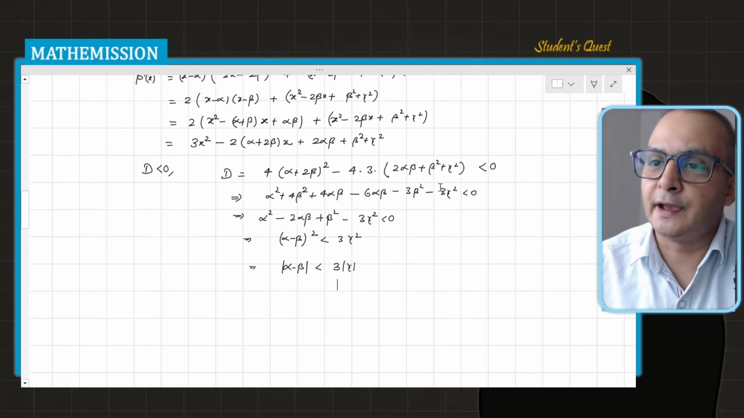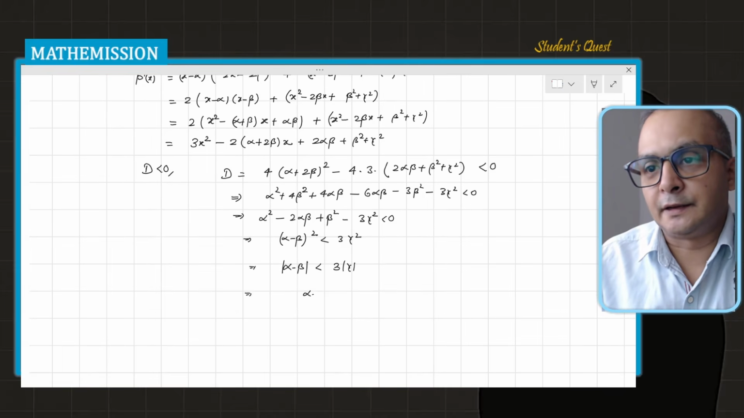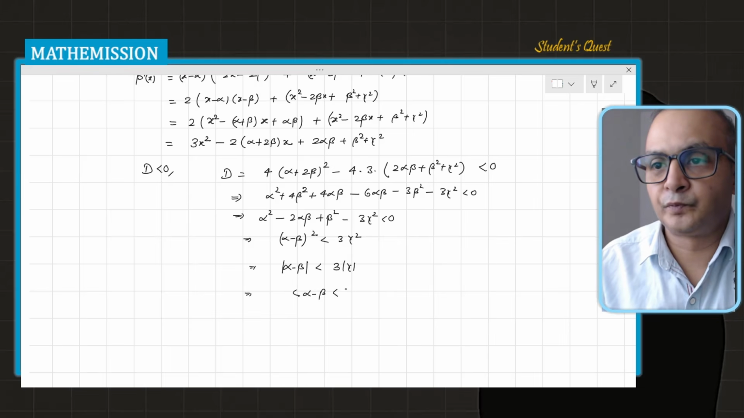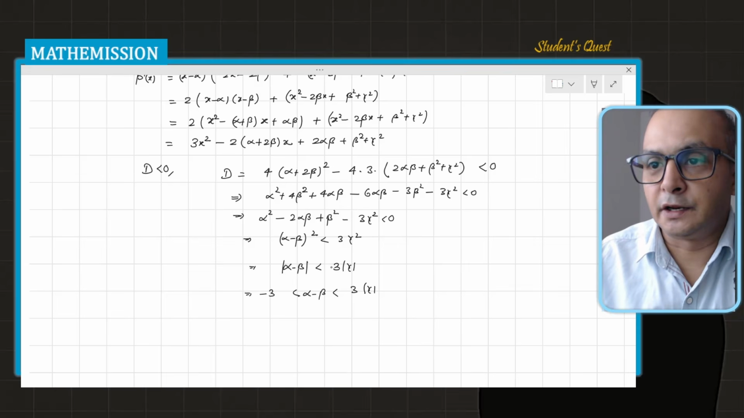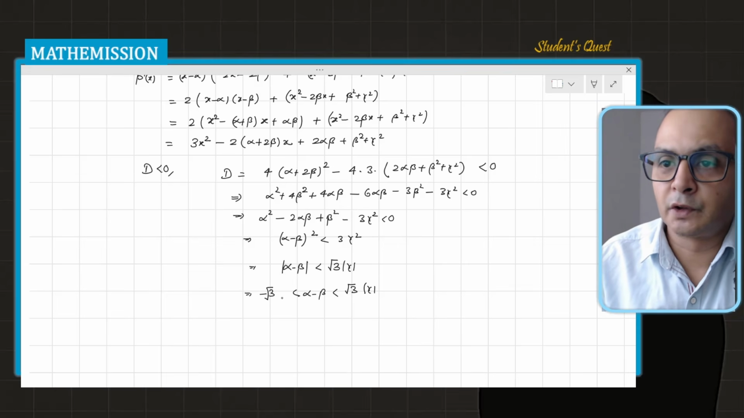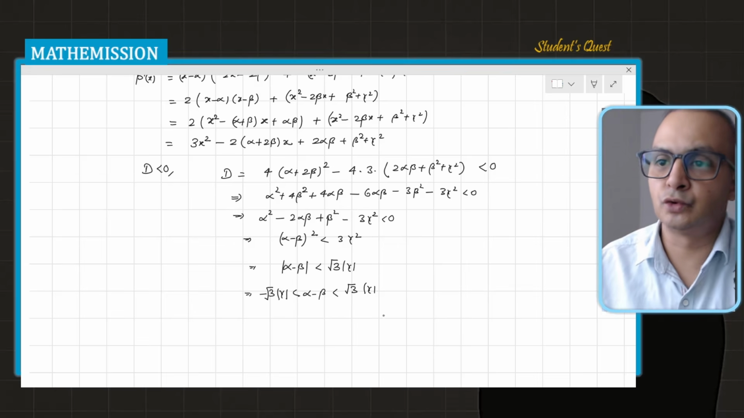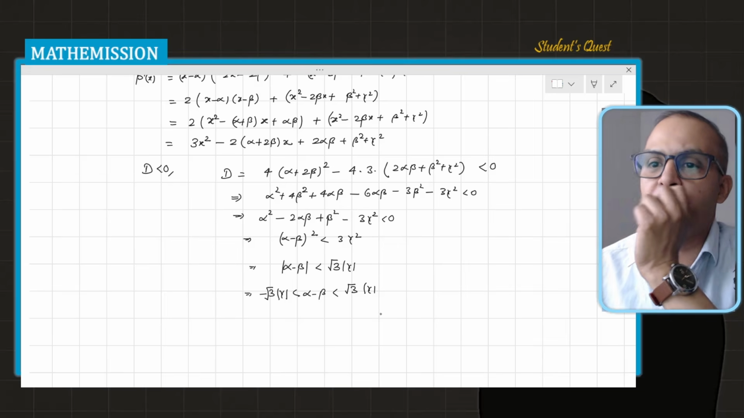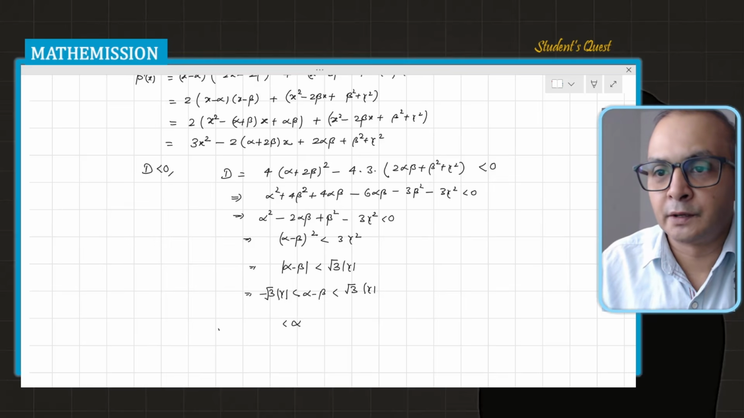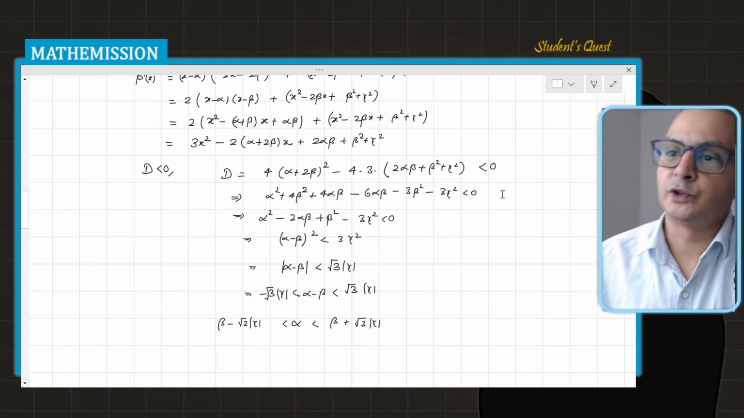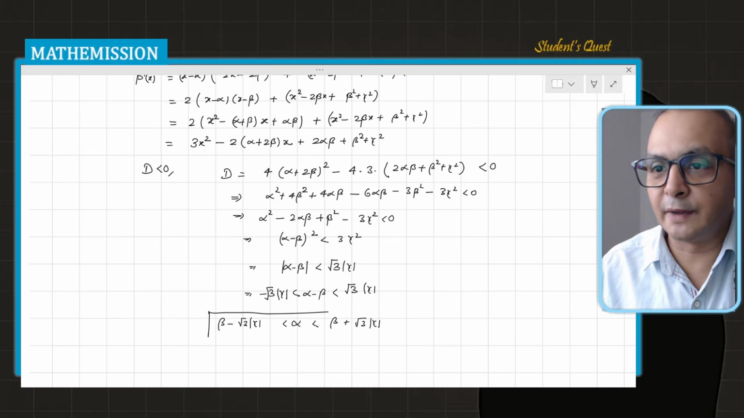Yes, so now I can write that alpha minus beta lies between minus root 3 mod gamma and root 3 mod gamma. So I can write alpha lies between beta minus root 3 mod gamma and beta plus root 3 mod gamma. I'm trying to visualize at the same time. Yes, so this is the condition we got for the imaginary roots.